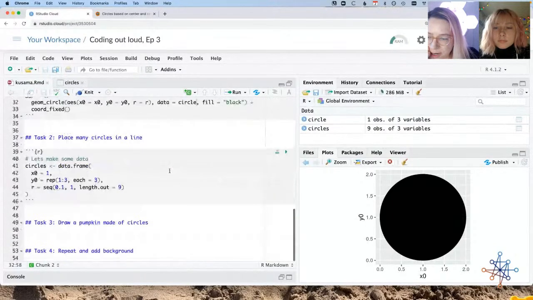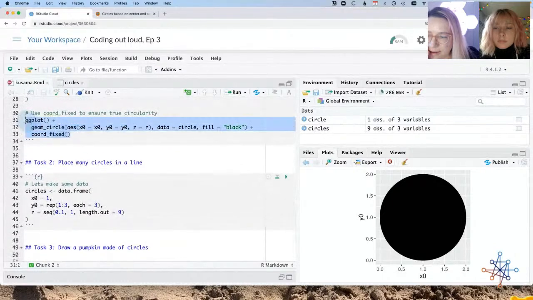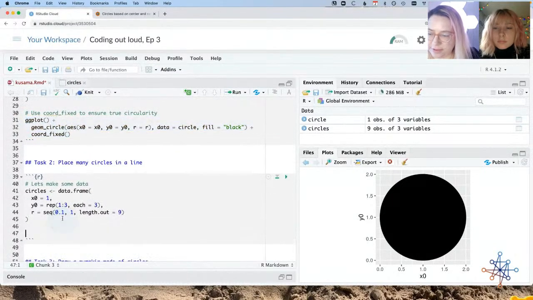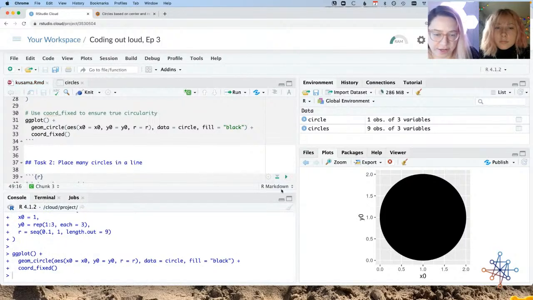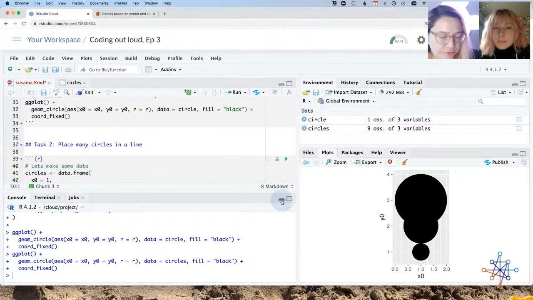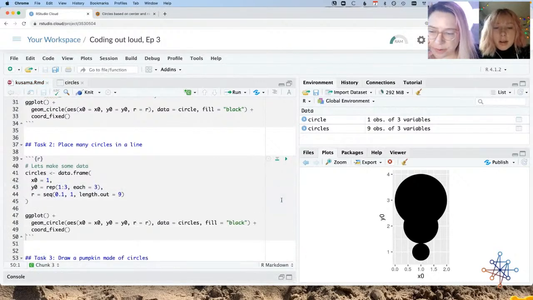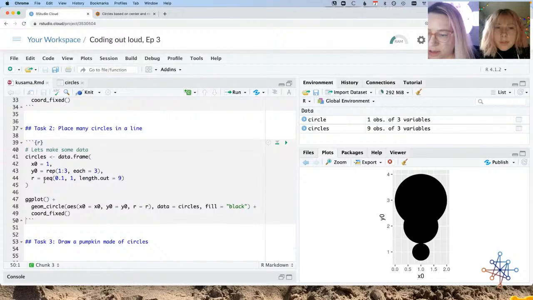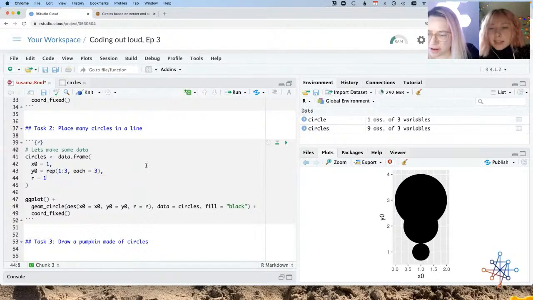So now let's try this many circles in a line business. These are 9 circles, or no, 3 circles in a line like this. How would we make these the same size to begin with? We're going to have to look at the radius argument. Right now it's giving us a sequence of numbers from 1 to 1, but we want that all to be the same. So I think we could just use rep, exactly.